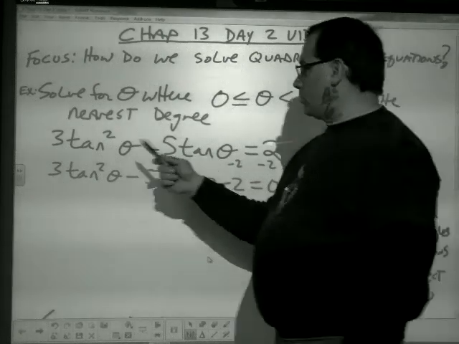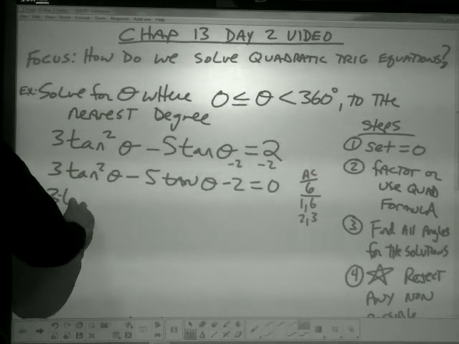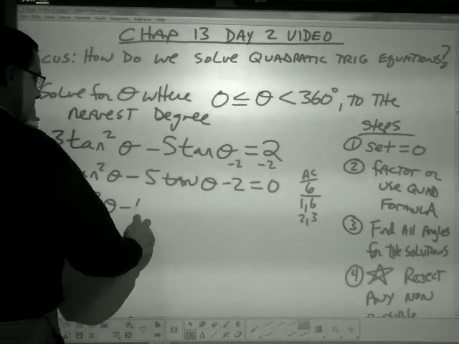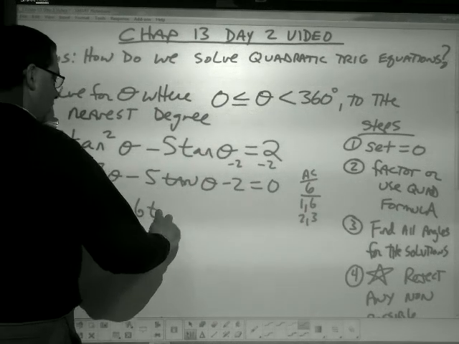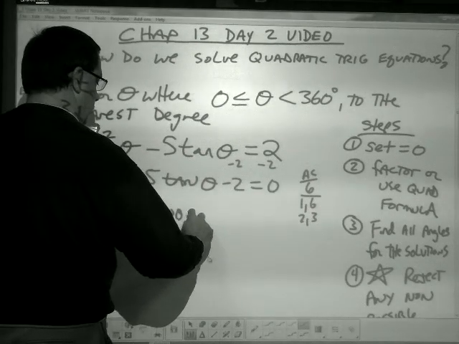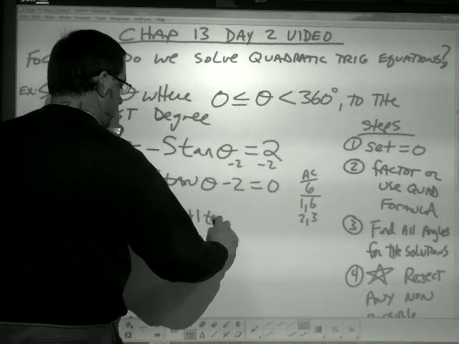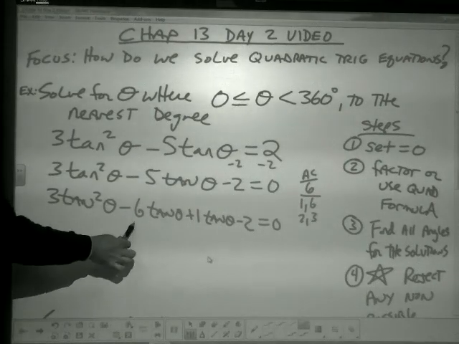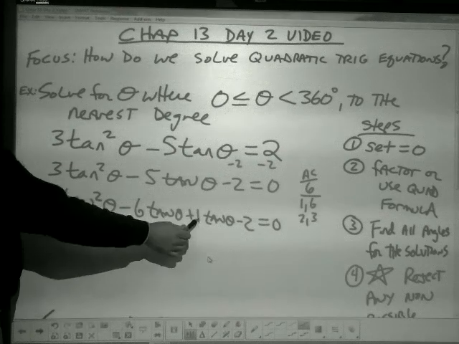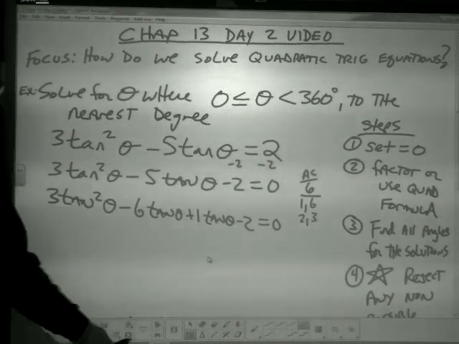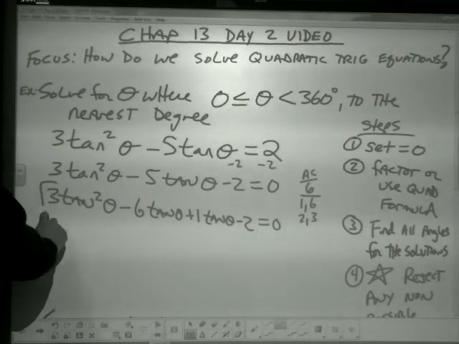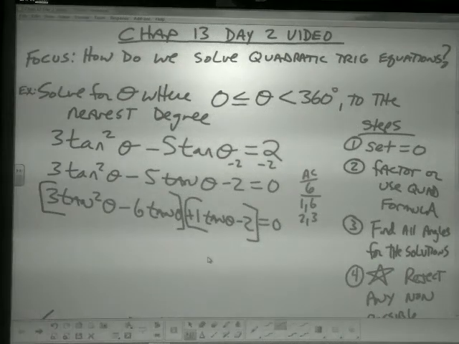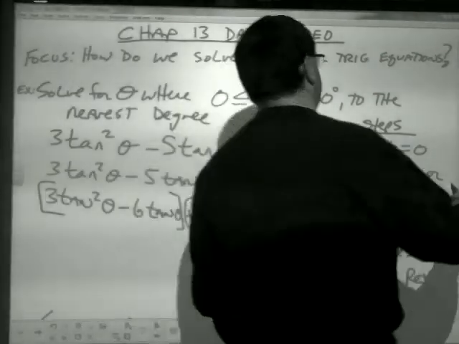So if you remember AC method, we're going to rewrite this as 3 tan squared theta, and now I have to make up a negative 5. So I'm going to go minus 6 tan theta plus 1 tan theta minus 2 equals 0. Again, we're just taking the negative 6 and the positive 1, putting it in here to get a negative 5. Now, if you remember, there's brackets with AC method. So we can't forget how to do AC method.